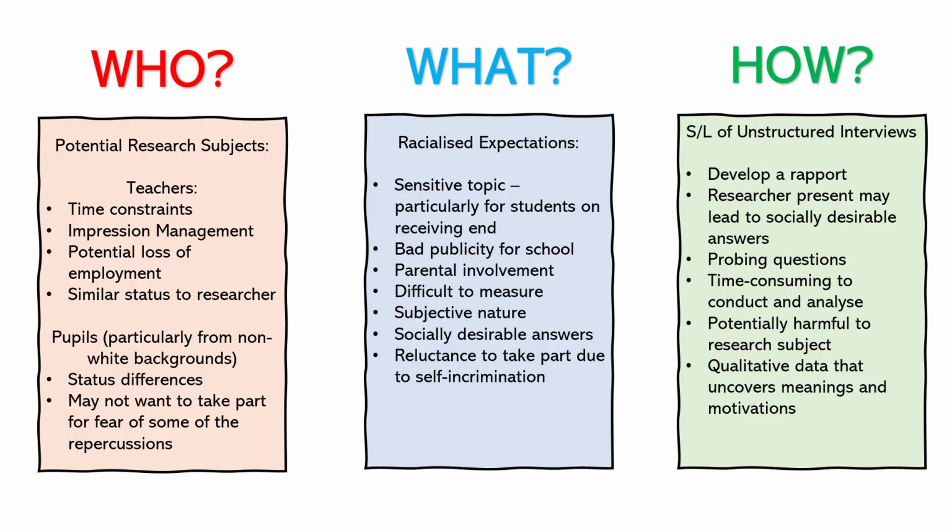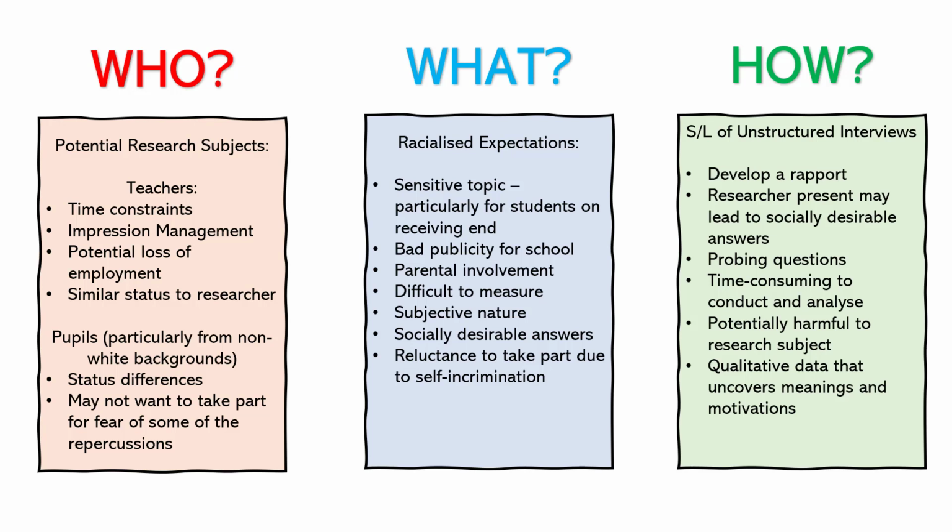Now, when I'm teaching my students about methods in context, I always get them to think about the who. Who are they researching? The what. What are they researching? The topic, and how are they going to conduct the research? So I would break this down and think, right, let's look at the question. We're talking about racialized expectations, and we're using unstructured interviews. So who might we research? Well, teachers. And there are some problems that we have with researching teachers.